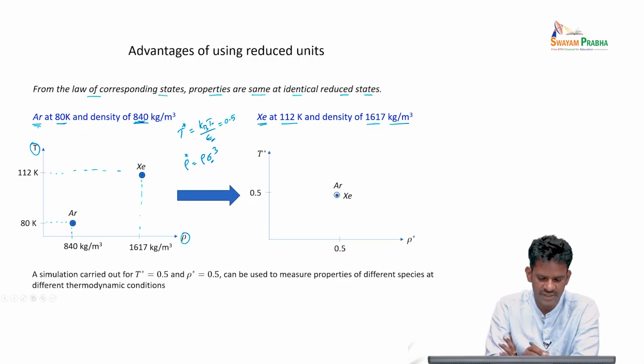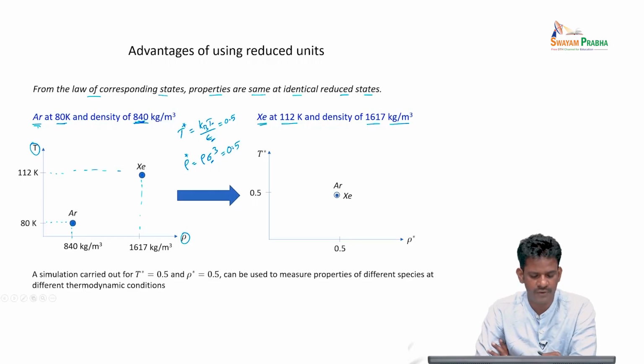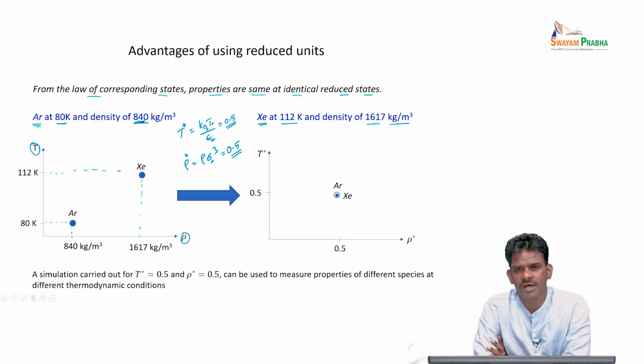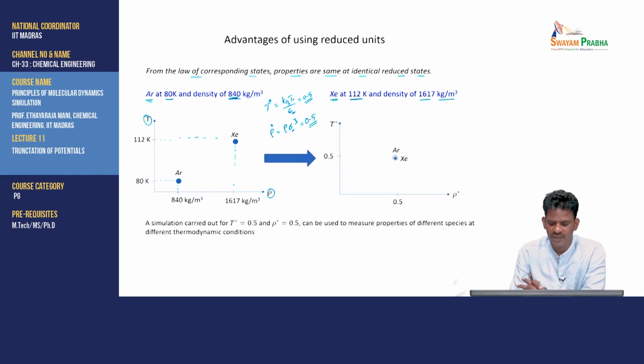Similarly, I take this density and multiply with sigma of argon to the power cube, and then I find this to be also 0.5. So the dimensional units of temperature and density for argon corresponding to 80 Kelvin and 840 kg per meter cube transform into a set of reduced units where reduced temperature and reduced density are 0.5 and 0.5. Similarly, if I take the xenon's epsilon and sigma and reduce the temperature and density, it turns out that for them also the reduced temperature and reduced density are 0.5, 0.5.